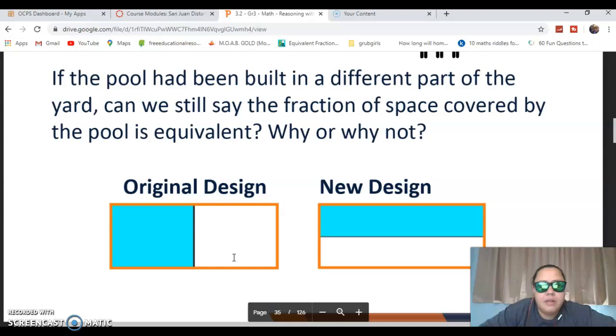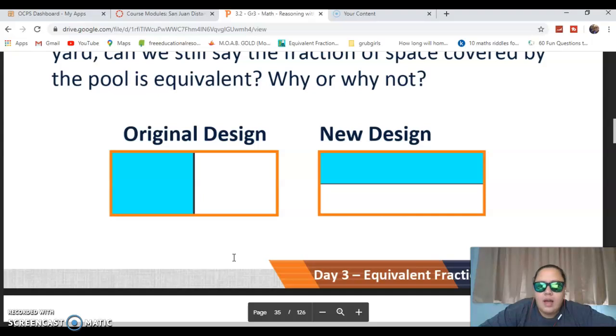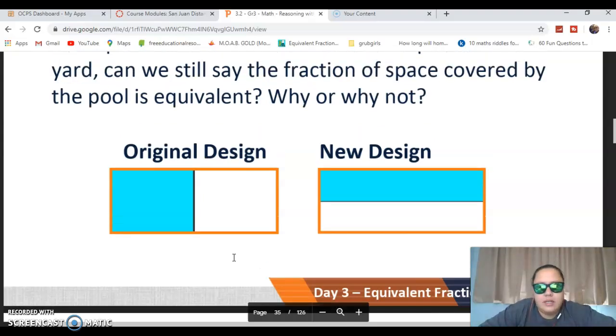All right, let's see this one together. If the pool had been built in a different part of the yard, can we still say the fraction of space covered by the pool is equivalent? Why or why not? Can we say these are equivalent? And some of you might say, no, they're not equivalent anymore. They don't look the same. But the first thing you need to be asking is, are those rectangles the same size? And if you look at the orange border, those rectangles are the same exact size.